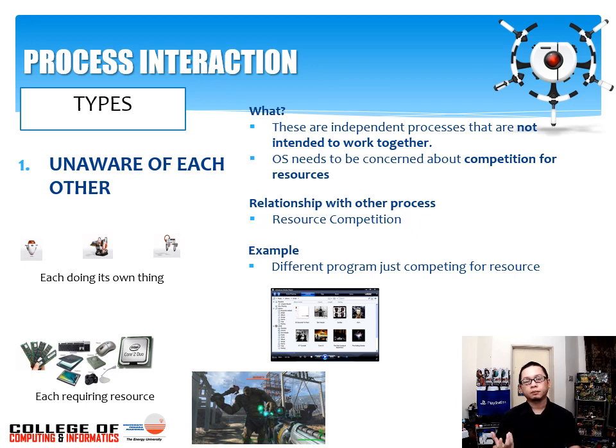What they know is that they need to use those shared resources. For example, Word probably needs 10 megabytes of main memory, while Chrome perhaps needs 4 megabytes of main memory. So in this case, they are competing for the use of resources, and their relationship with one another is based on resource competition. They are not working together and not sharing results, but they are competing for the use of resources. So this is a very straightforward process interaction, unaware of each other, but just competing for the use of resources.